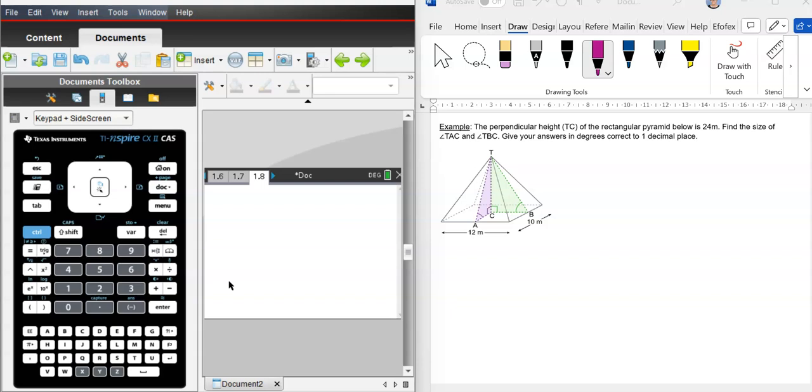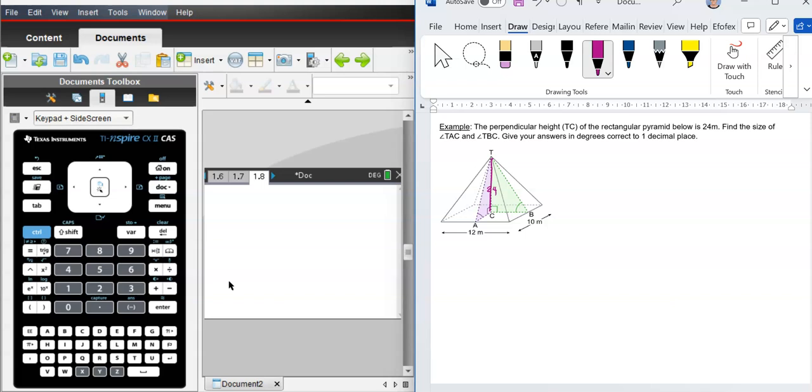So the next two examples from your booklet are a rectangular based pyramid and a cube. You can see the base of the pyramid there is 12 metres by 10 metres, and they give us information in the question that tells us that the perpendicular height of the pyramid is 24. So from T to C, this perpendicular height here is 24 metres.